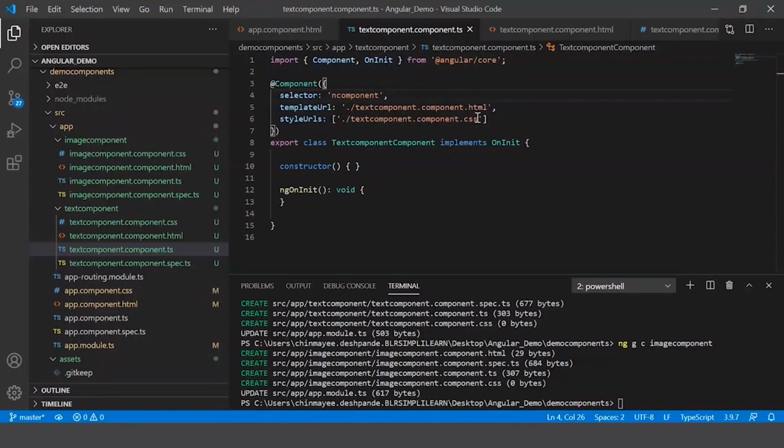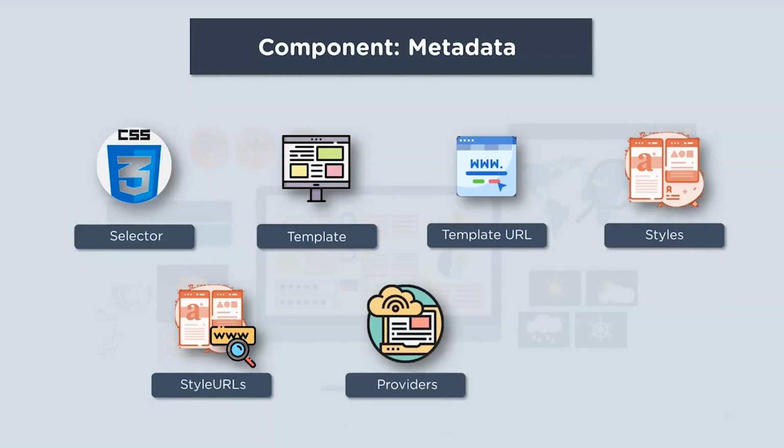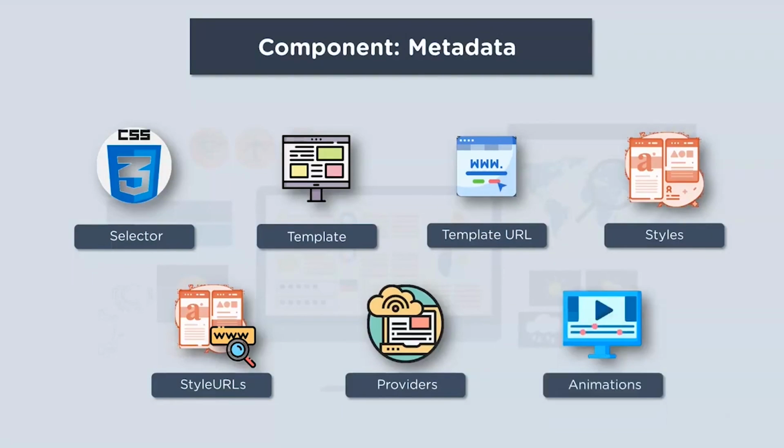Now, this is a list of URLs to your style sheets that are applied on your component's view. Next up, you have providers. Now, this is again an array where certain services can be registered for your component. Lastly, we have animations. As the name suggests, these are animations that can be listed for your components.